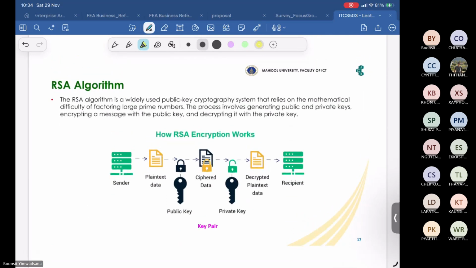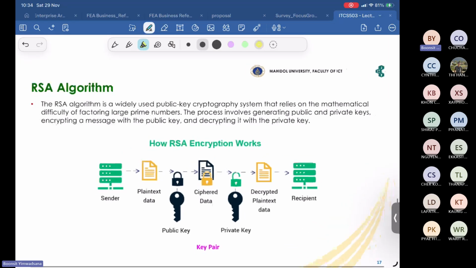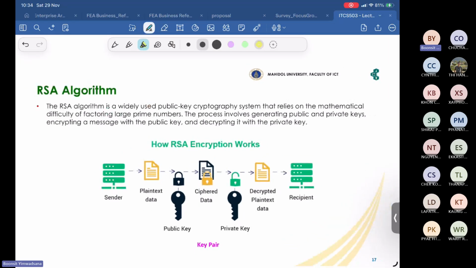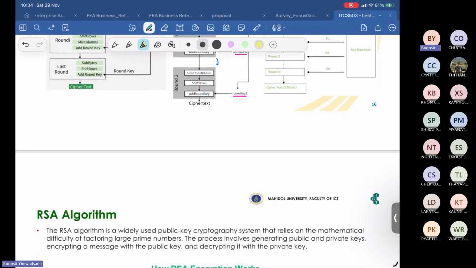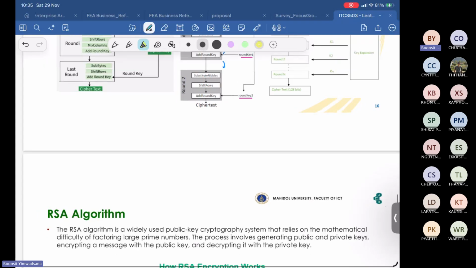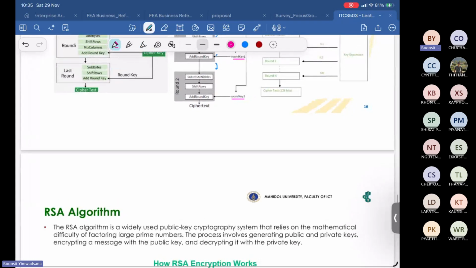Okay, so we finished talking about symmetric key cryptography and also the hashing algorithm or the hashing function. Oh, by the way, hashing function also has a standard that is very difficult to break, and that is called SHA, which stands for Secure Hash Algorithm.